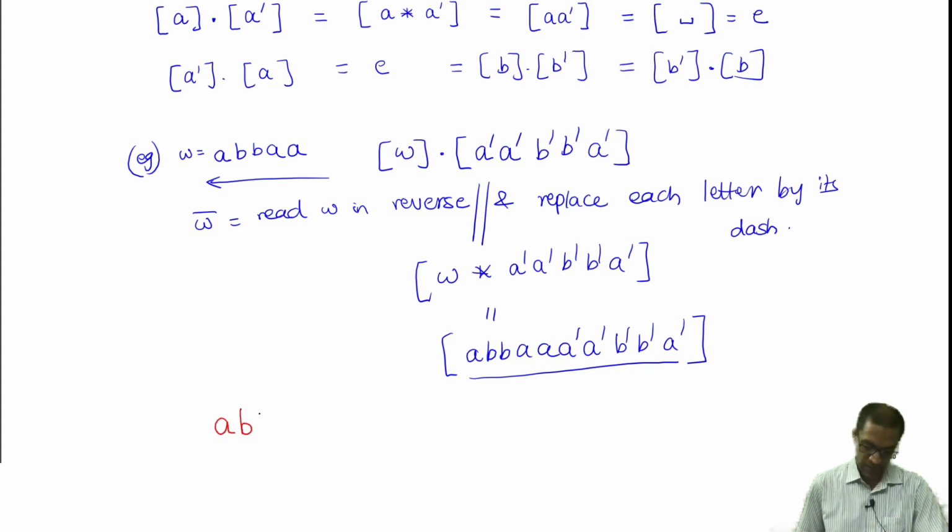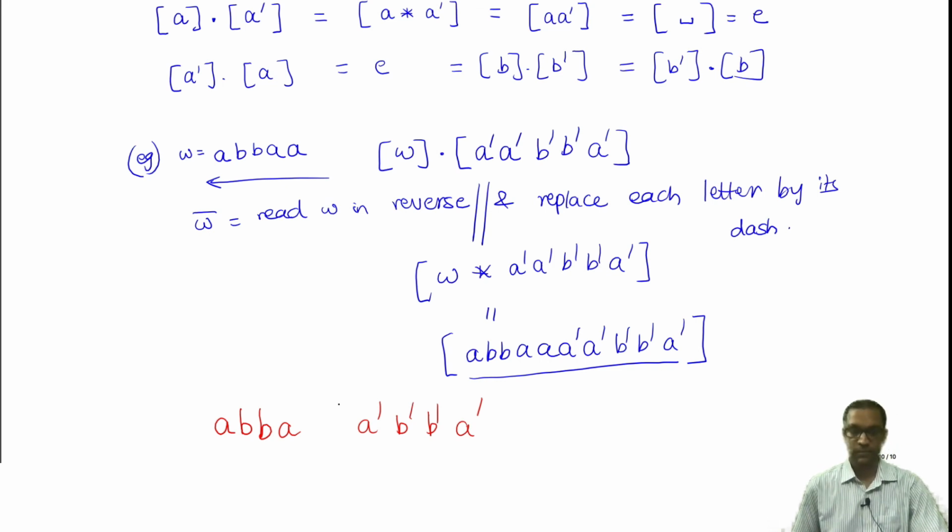So A, B, B, A dash, B dash, B dash, A dash. Okay, so let's just do it right there. So I have this pair A and A prime right over here. So I know that pair can be erased. I can make it into the identity, into the empty word. So I erase that from my word. Okay, now I look at what's left. Now again, in what's left, I see that an A and an A dash are paired up. So I can erase them.